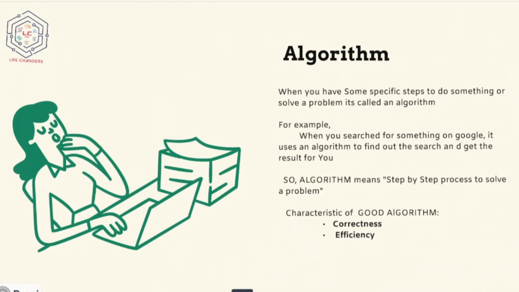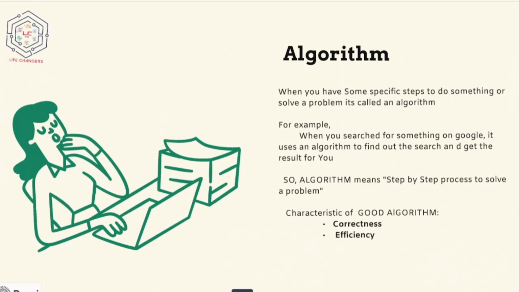Okay? For example, when you search something on Google, it uses an algorithm to find the search results for you, right? Similarly, if you want to go on a date or to a movie theater, what will you do? You might search the destination on the Google Map application, right? It will give you the correct route. So what is an algorithm? A step-by-step process to solve a problem. Okay?